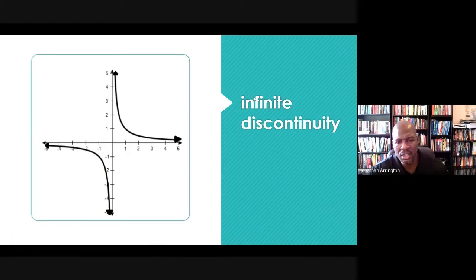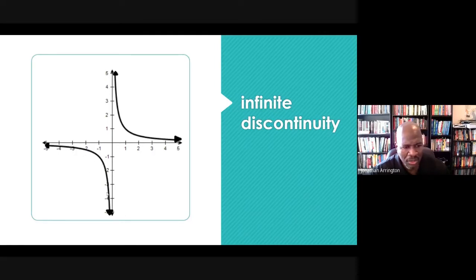The term infinite: the graph is going to an infinite value from either the left and the right. It's either going to positive infinity or negative infinity. And a vertical asymptote, something you covered in the previous algebra class, means the graph gets real close to x equals 0, but it'll never touch x equals 0. So this graph never touches x equals 0.